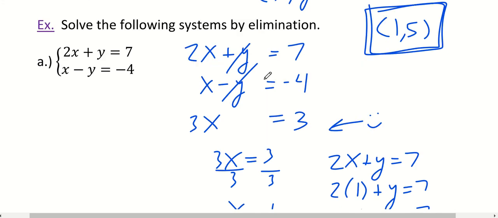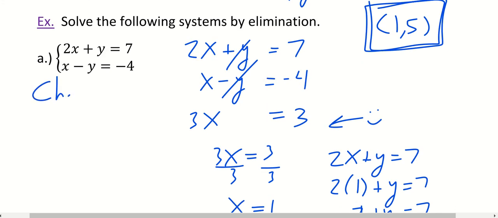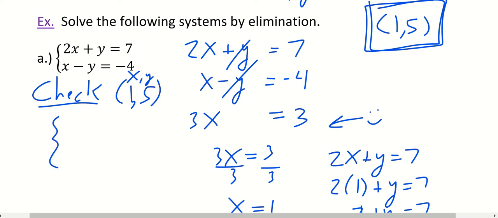So again, just in case any of you are skeptical, there's always a way to check this. So let's go ahead and check this one together. Everywhere I see an x in the system, I'm going to put 1. Everywhere I see a y in the system, I'm going to put 5. Let's show that that ordered pair simultaneously satisfies both equations. This would look like 2 times 1 plus 5 equals 7.